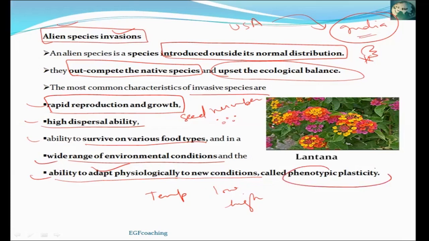This is called phenotypic plasticity. For example, this is a plant, Lantana camara. This is a flowering plant. They are found near water bodies. This is an invasive species. It was not found in India earlier. It reached India from some other countries and grows excessively in India. When an invasive species grows in a new area, it is very difficult to remove it from there.